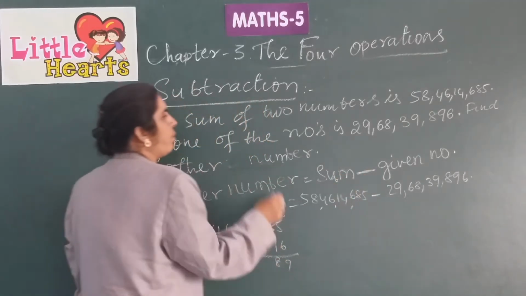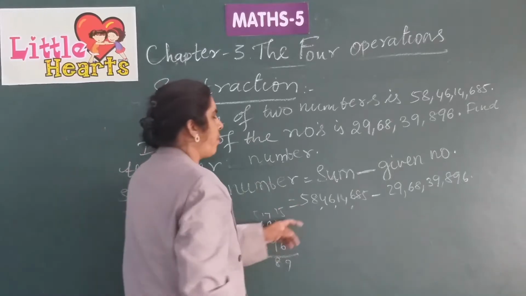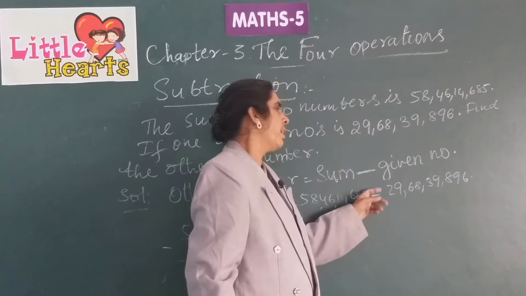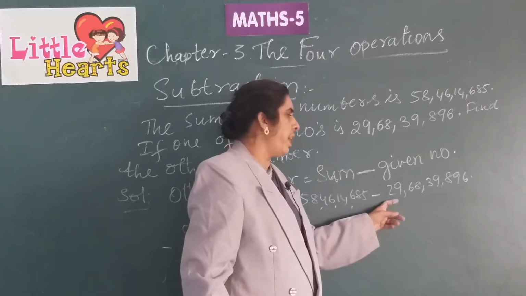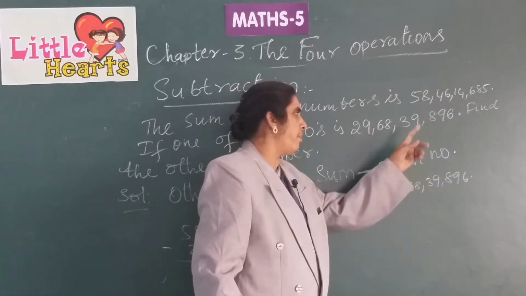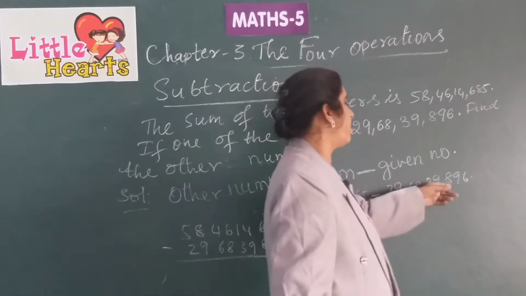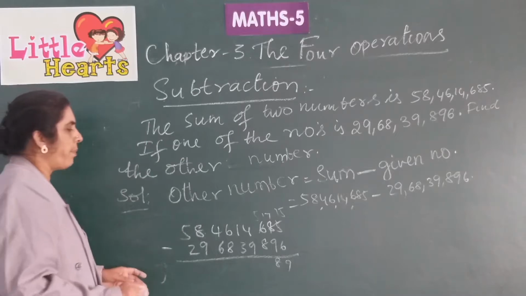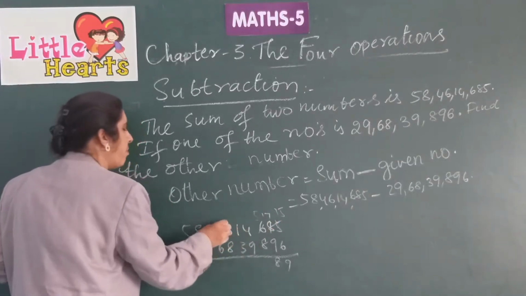What is sum of two numbers? This is 58 crores 46 lakhs 14,685 minus 29 crores, the other number is 68 lakhs 39,896. So we have to subtract the given number from the sum.